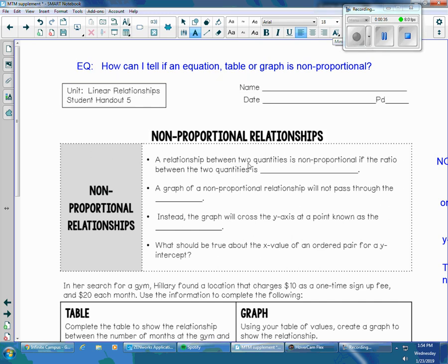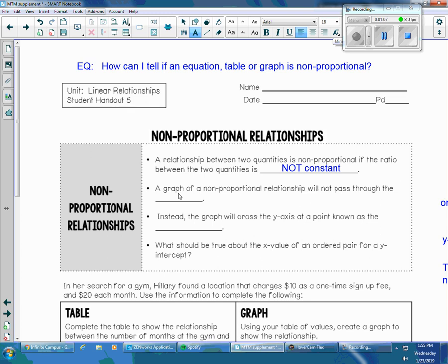A relationship between two quantities is non-proportional if the ratio between the two quantities is not constant. Yesterday we learned about proportional relationships, and in a proportional relationship, when I divide my x by my y, it's going to be the same throughout the entire table. With a non-proportional relationship, it won't be the same throughout the entire table. It doesn't mean that the table is wrong. It just means that the table or the graph is non-proportional.